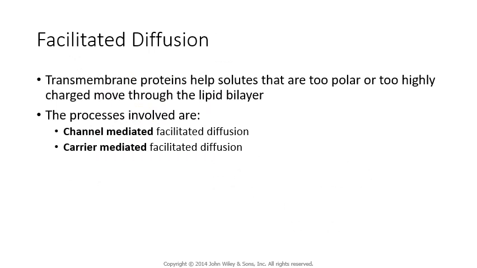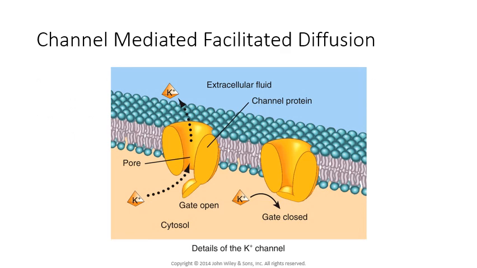For facilitated diffusion, again, this is when we're using a protein to help us go from high to low concentration. There are two different ways that we can do this, either channel mediated or carrier mediated. Here's channel-mediated diffusion. It's basically just a gate, a doorway that you can open up. This channel protein that sits in the membrane acts as a doorway to allow these ions to move from one side to the other.